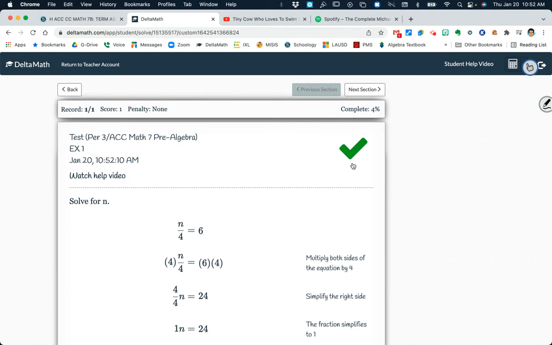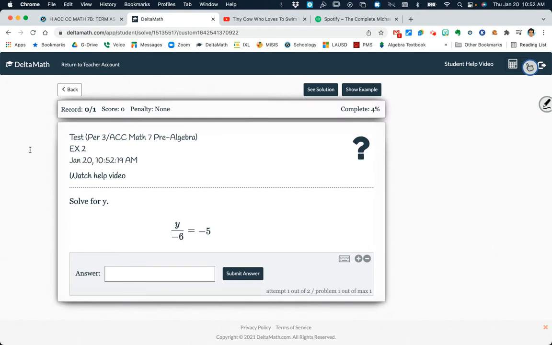Okay, let's move on to example number 2. I think we throw in a negative or 2. You guys ready? Okay, so everyone write down this equation, please. This is going to be example 2. y divided by negative 6 equals negative 5.